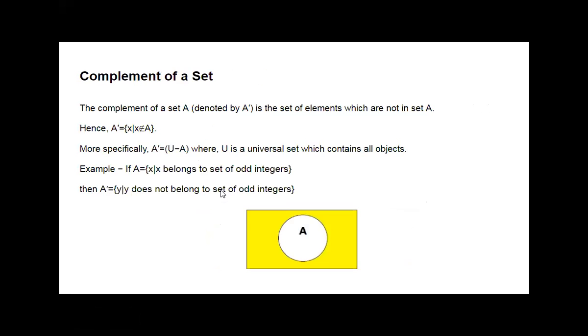Then complement of a set is here. What is the complement of a set? Universal set minus that particular set is the complement of that set. If A is the set of odd integers, then A dash will be the set whose elements will not be odd integers. Complement of that set means exactly the opposite set will be there.